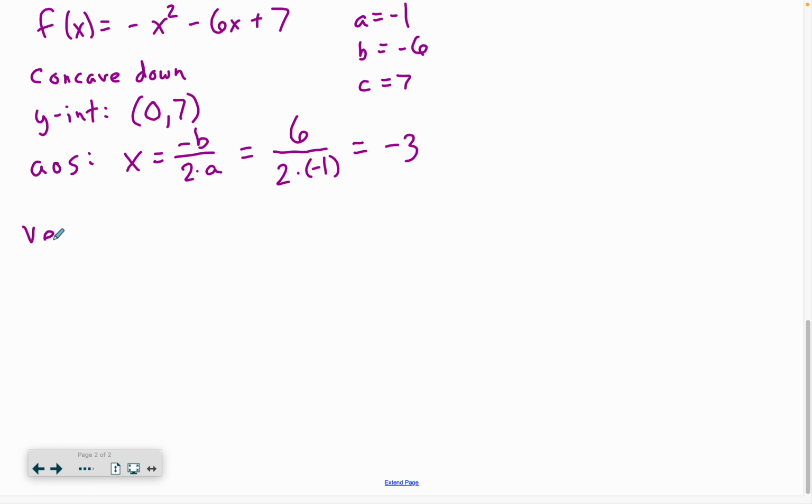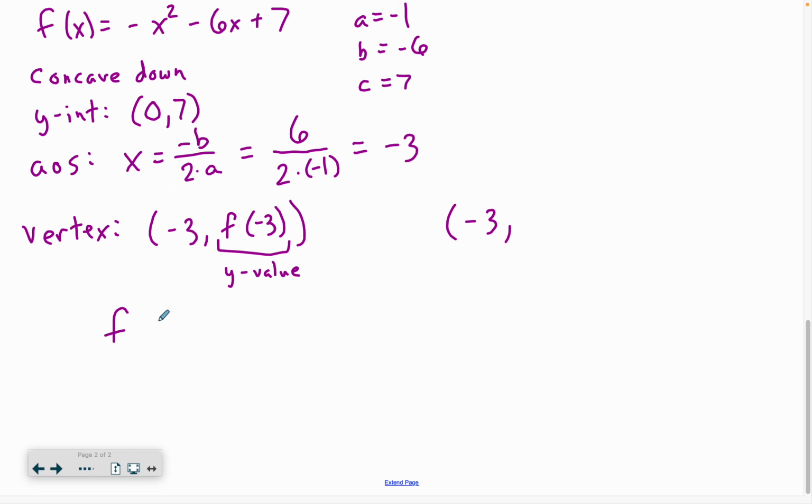The vertex is going to be negative 3, and I'm going to do this for you, f of negative 3, just to make it look a little bit different. This is just a y value. We, of course, have to compute that, so I'll write that over here. Negative 3, comma. Let's figure out what f of negative 3 is. So we just plug negative 3 in for x. So it's negative of negative 3 squared minus 6 times negative 3 plus 7.